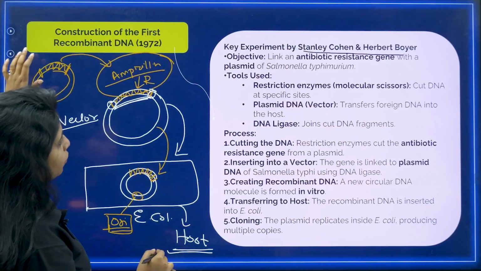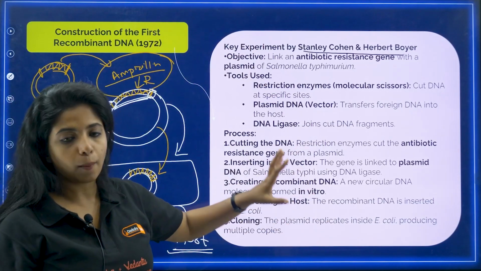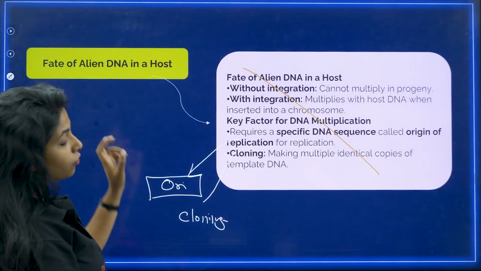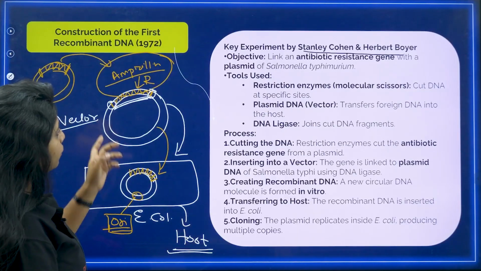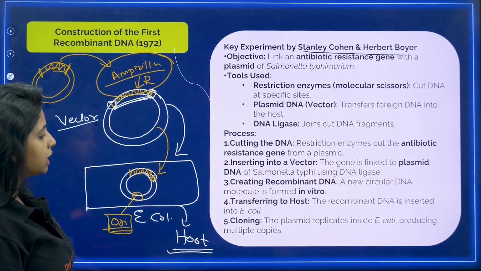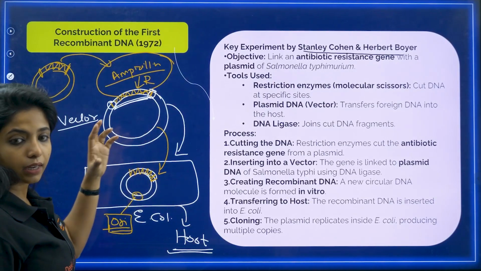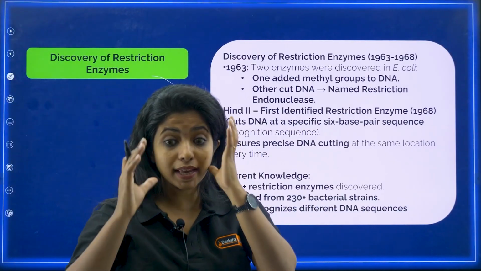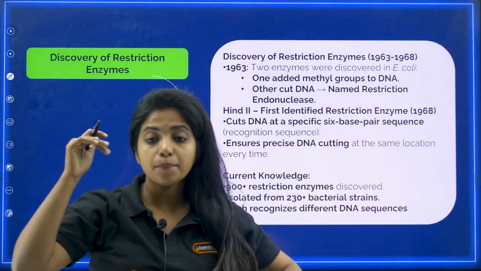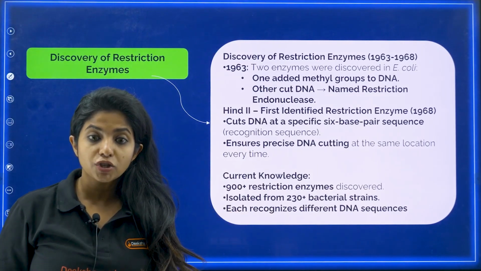Okay, so over here we saw the story of the first recombinant DNA, and then we saw what we actually need. We need the ori site, and we have to make sure it is cloning. We need restriction enzyme, we need DNA ligase, we need a host cell, we need a vector, everything. Okay. Now, discovery of restriction enzymes. Restriction enzymes, as I told, are a very important thing. So we should know much about them, right?